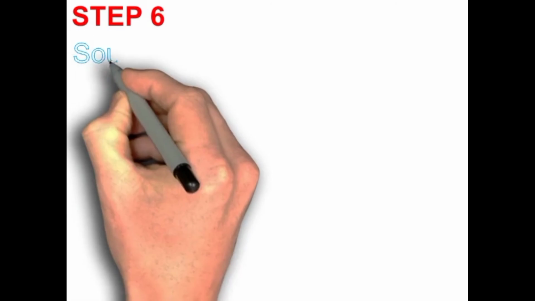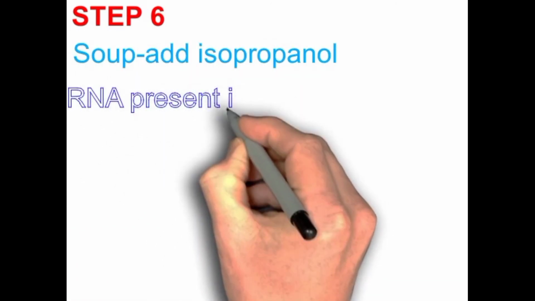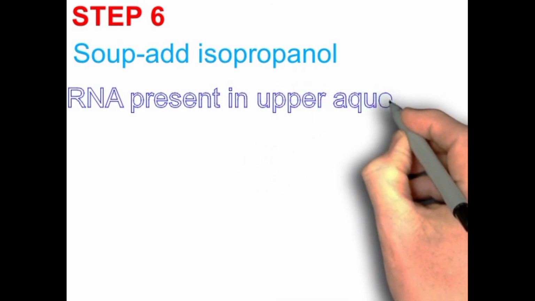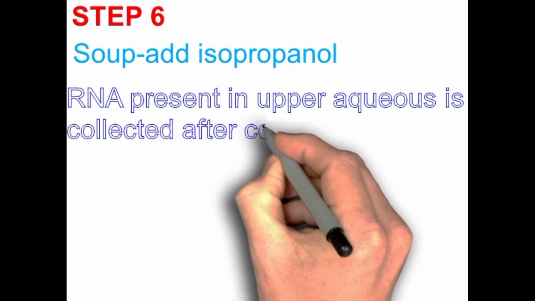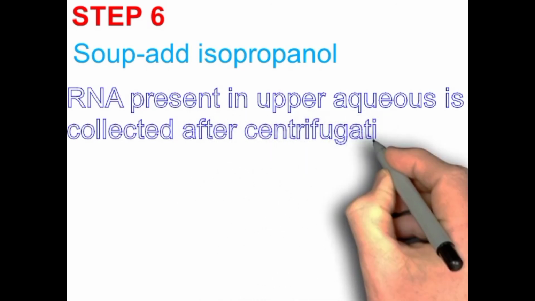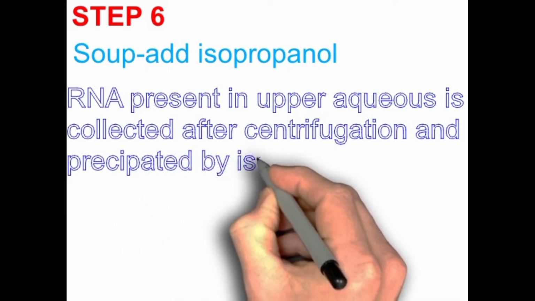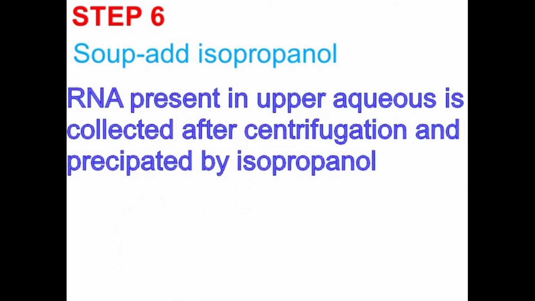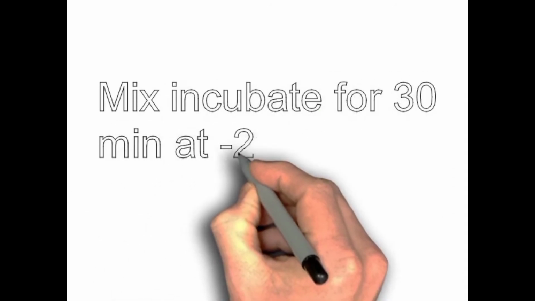Step 6. Add isopropanol. RNA present in the upper aqueous layer is collected after centrifugation and precipitated by isopropanol. Mix, incubate for 30 minutes at -20 degrees centigrade and spin.